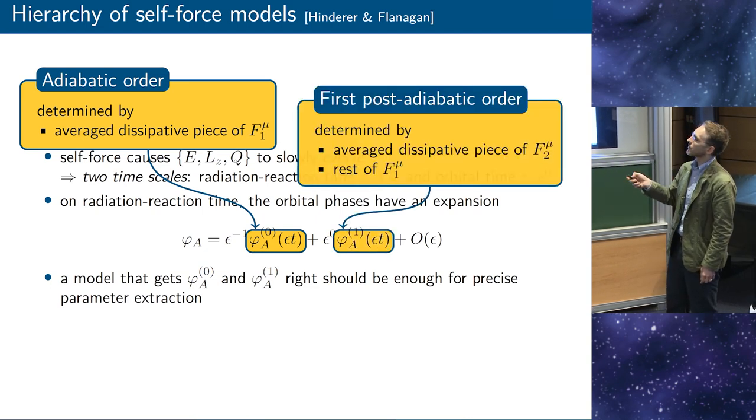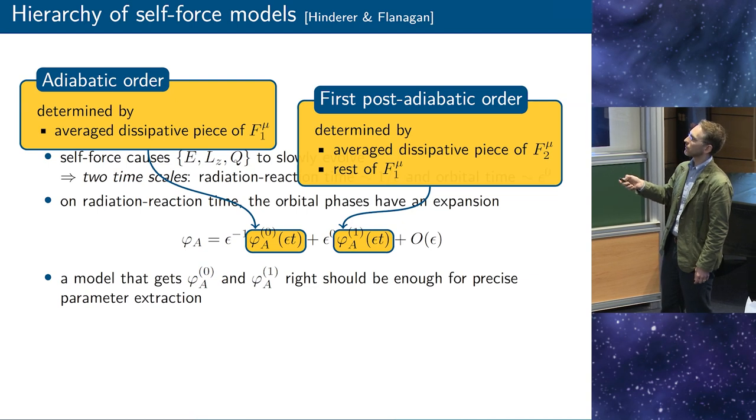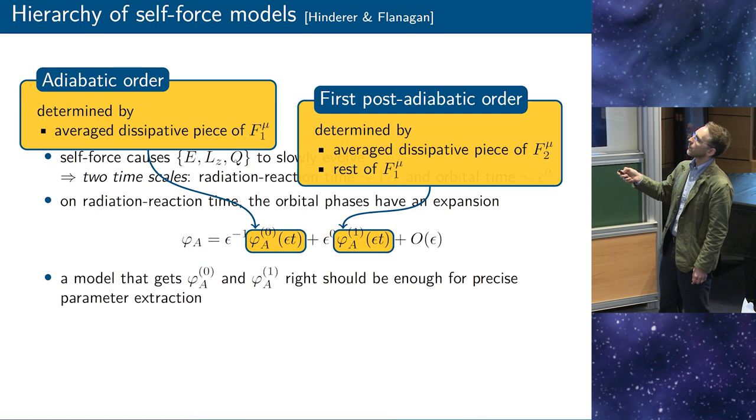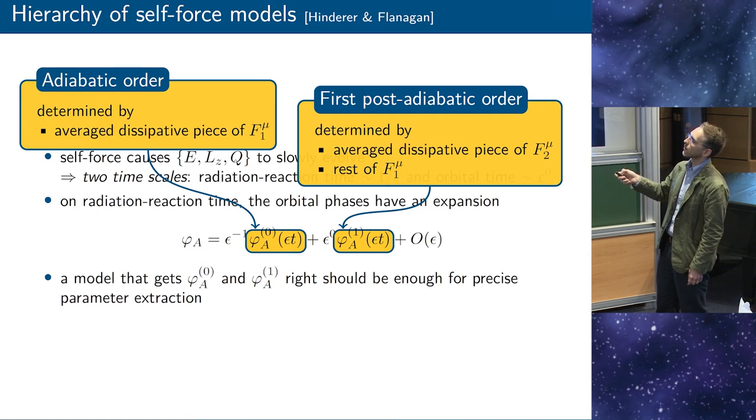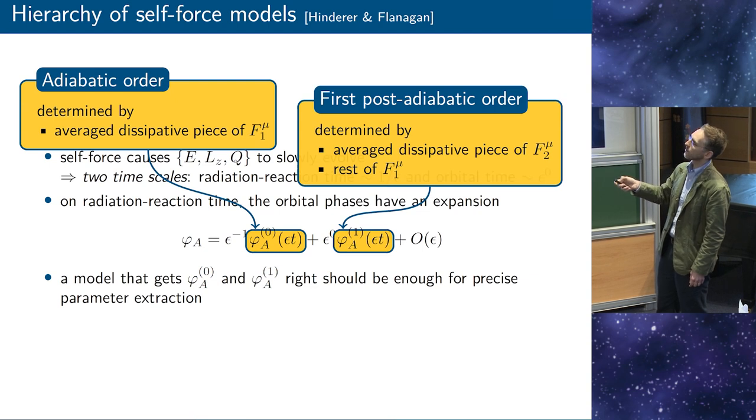Then this is called the first post-adiabatic order. And you'd have second post-adiabatic, third, and so forth. You can keep going up. The first post-adiabatic order is determined by the averaged dissipative piece of the second order force and the rest of the first order force, so stuff that wasn't already included here.